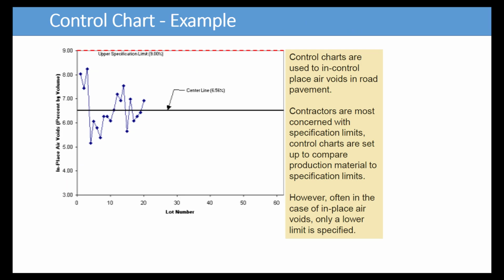Control charts are used to control in-place air voids in road pavement. Contractors are most concerned with specification limits. Control charts are set up to compare production material to specification limits. However, often in the case of in-place air voids, only a lower limit is specified.